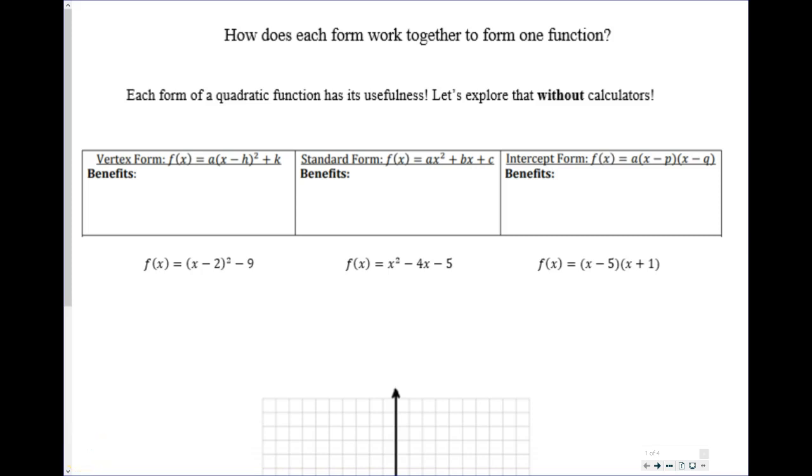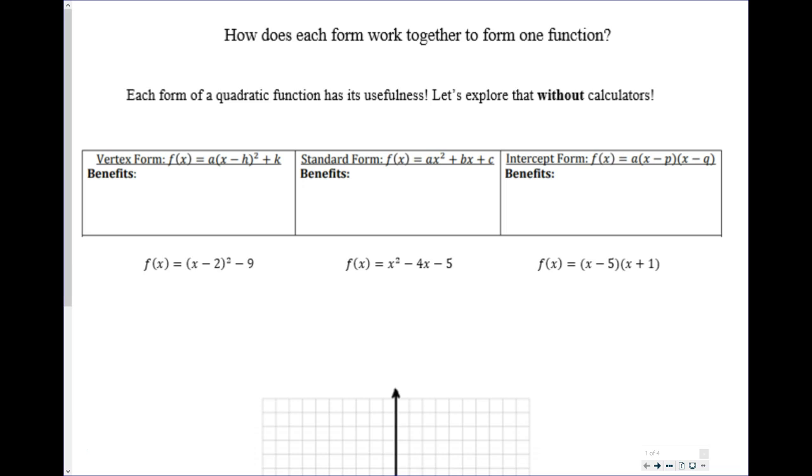The last learning target in this unit, we're going to talk about how all the three forms we've worked with can come together to be useful without a calculator. Okay, I think a lot of us in this learning target, from what I've seen, you guys have just been using your graphing calculators to just graph everything and then work backwards. So this learning target, I want us to be able to explore these forms without depending on the calculators.